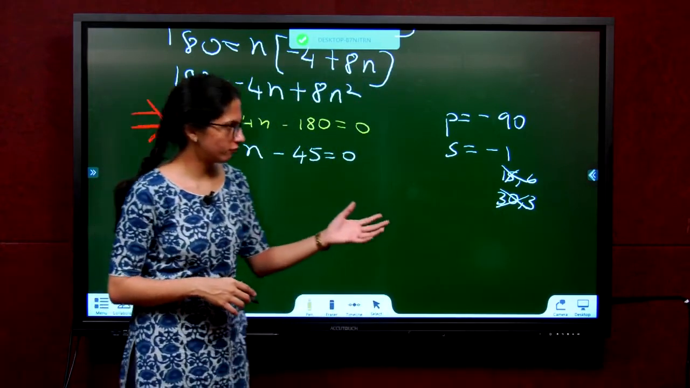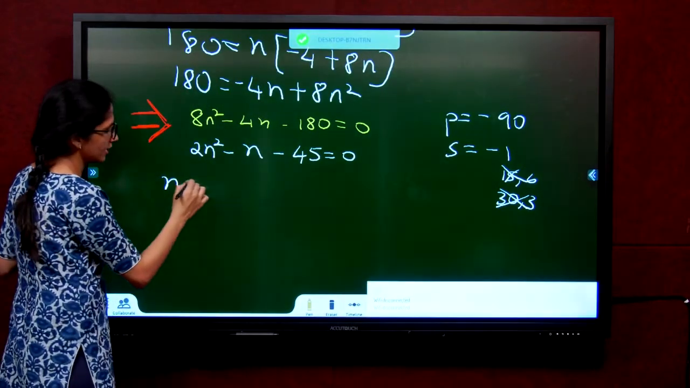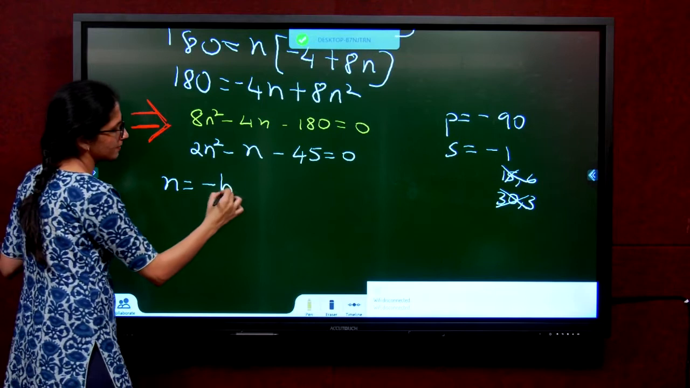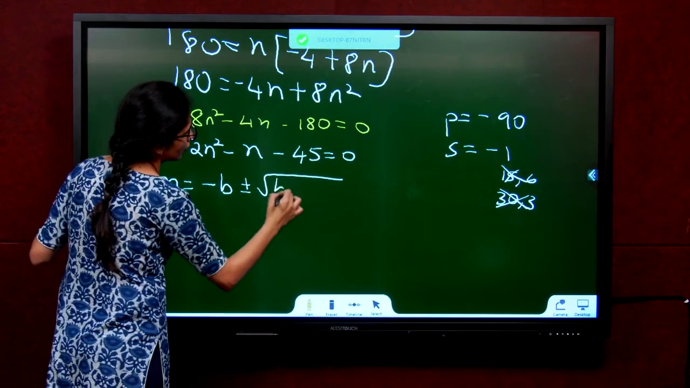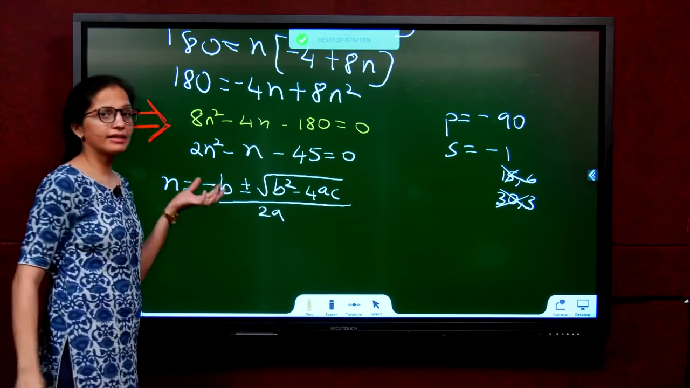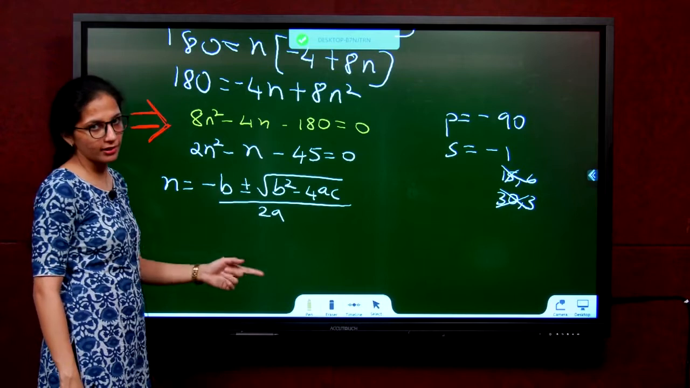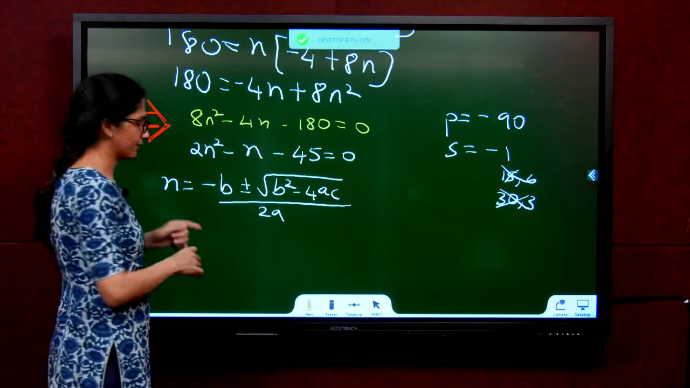If you can split it, try for splitting. If you cannot split, go for formula technique. I am going for formula technique. n is equal to minus b plus or minus root of b square minus 4ac by 2a. This is from the quadratic equation chapter. If you are doing this chapter without studying quadratic equation, you will not understand this. Please do that and then come back here.